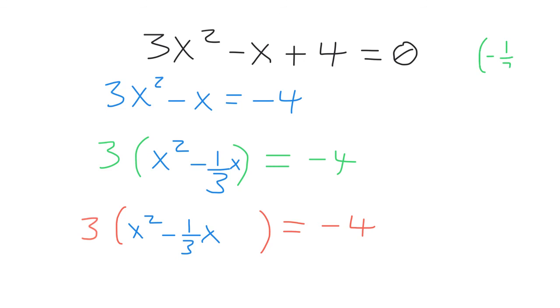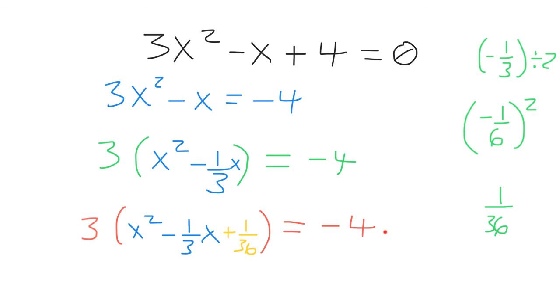Negative 1/3. You divide it in half, divide it by 2, and that's going to become negative 1/6. And then you square it, and that's going to become positive 1/36. So that's what you put right here, plus 1/36. And then you have to put it over here.